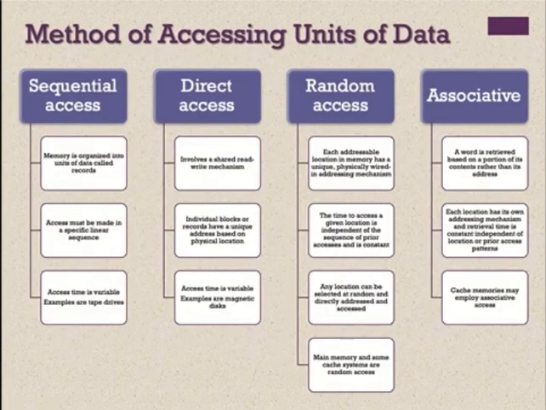These are a few accessing units of data, different methods that we can access data. So one is sequential access. Here the memory is organized into units of data called records, and access must be made in a specific linear sequence. Access time is variable. Examples are tape drives. In a tape drive, it depends on where the head is located on the tape. For example, like a cassette player.